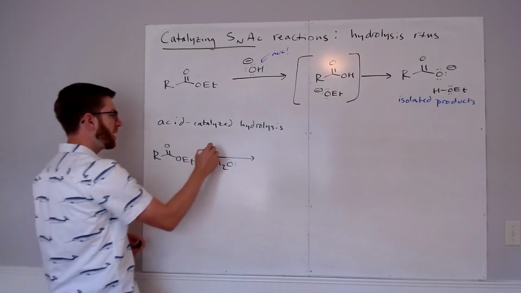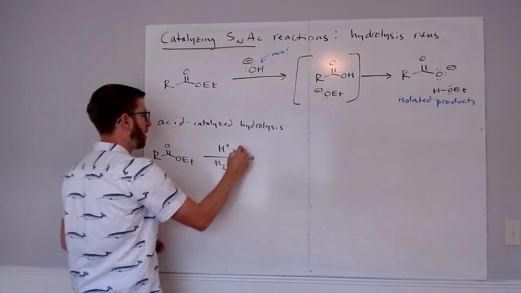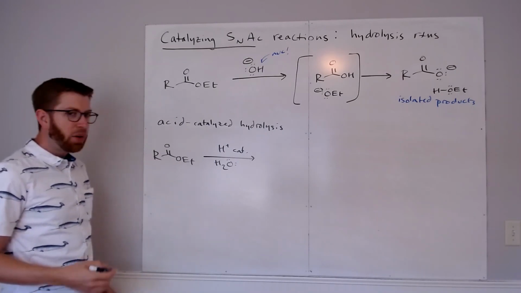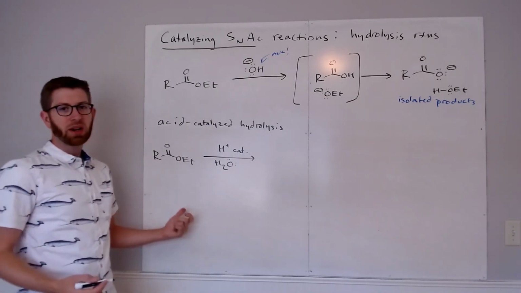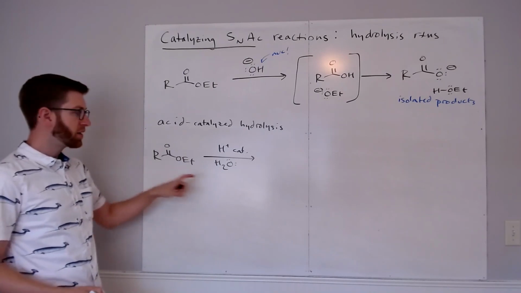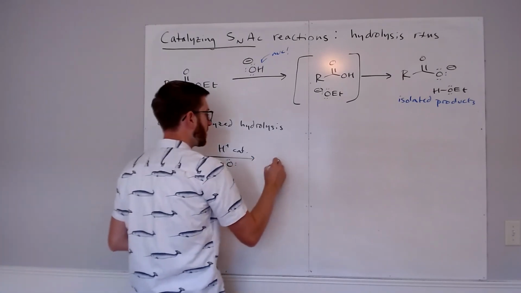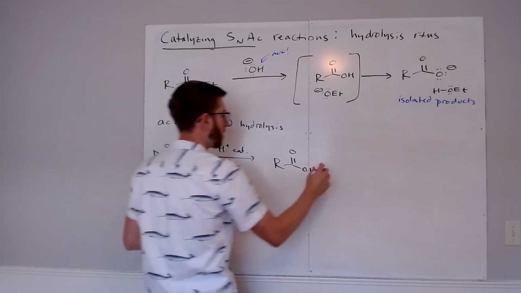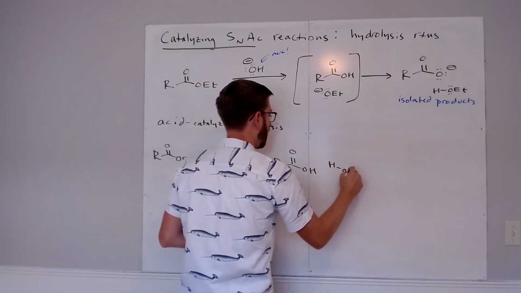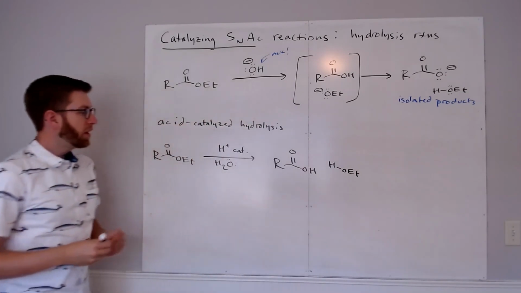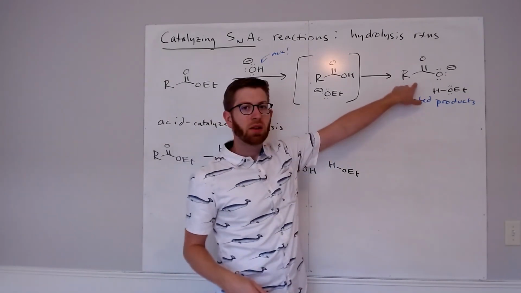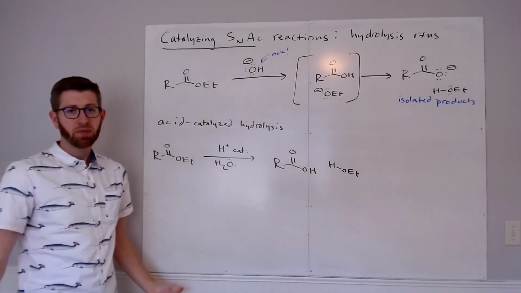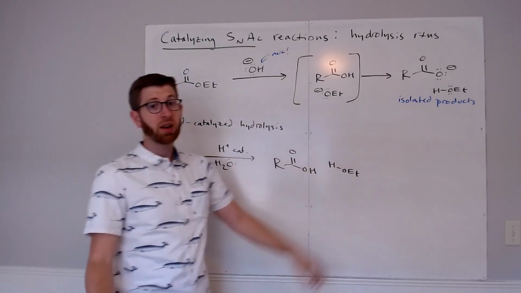So if I actually add a proton catalyst, some kind of strong acid, for instance, now I can make my electrophile better, and water can actually do the chemistry as a nucleophile. What we end up with is a carboxylic acid. And we end up with ethanol. So here we don't get these deprotonated final products because, well, we've got a bunch of acid present, so we're not necessarily going to be generating a lot of negative charge.